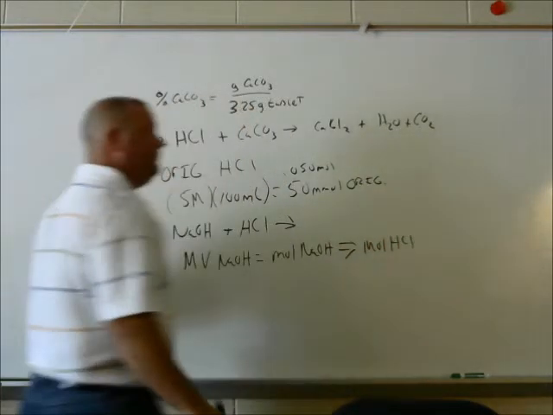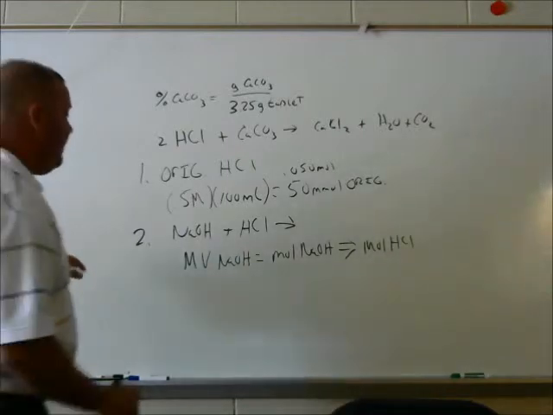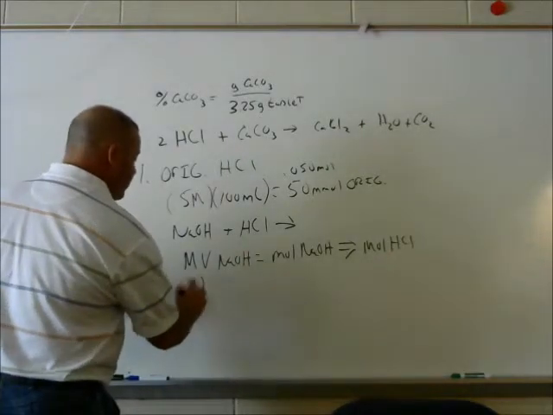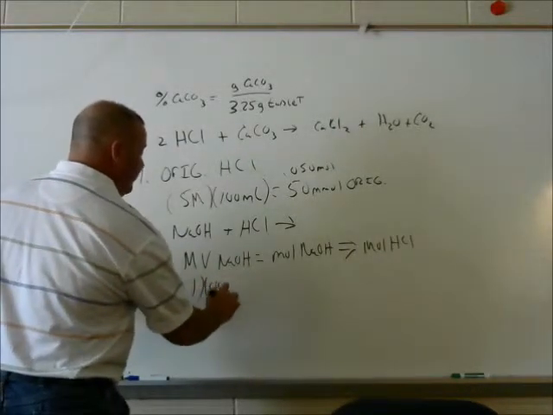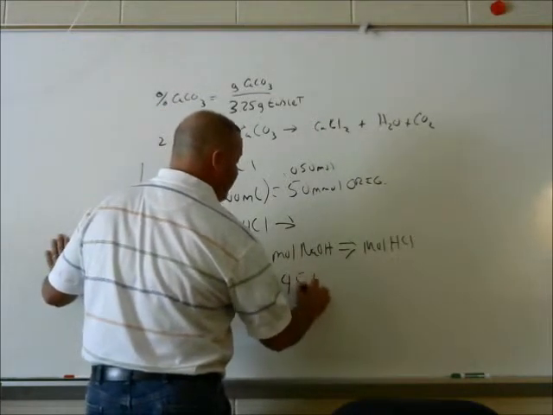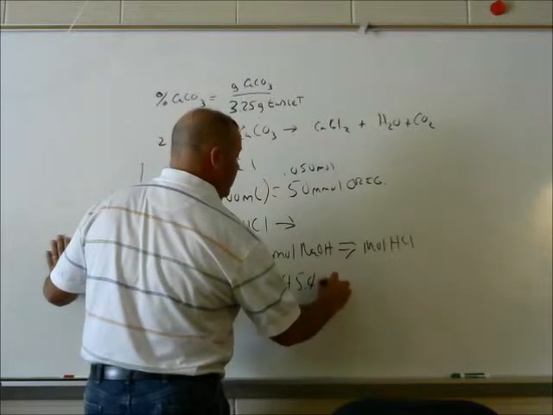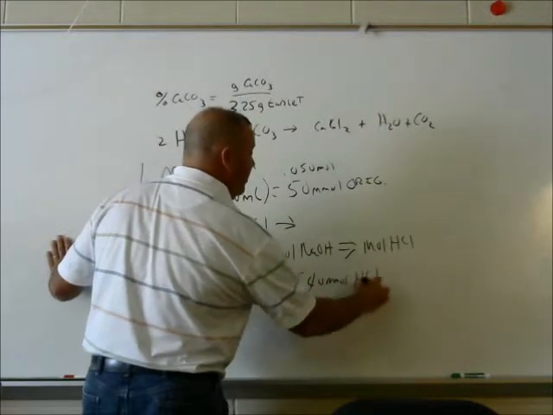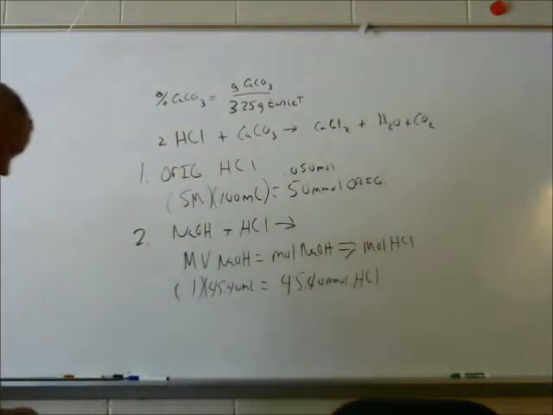of HCl. So to do that, I have the molarity was 0.1, the volume 45.40 milliliters, which means I have 45.40 millimoles of HCl that was reacted.